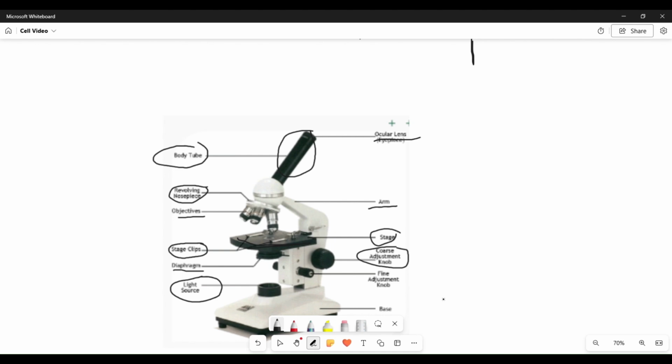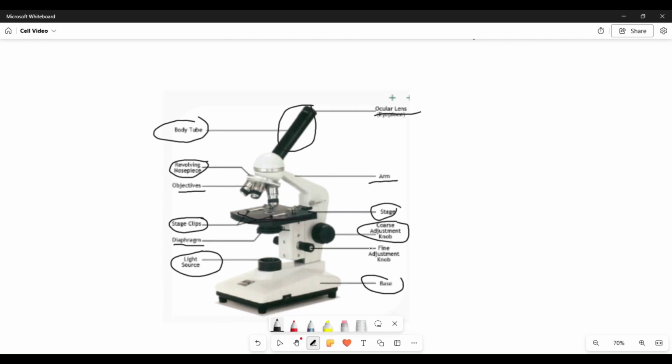The fine adjustment knob is what you can use to help really see what part of the specimen you want to look at and just focus in on it more specifically.